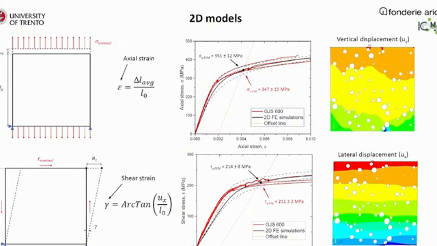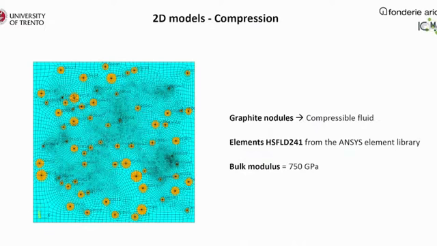So as you can see, the predictions are pretty accurate, but however, we were not able to predict the tension compression asymmetry, which is typical for ductile cast iron. So we hypothesized that as long as the axial component is compressive, the graphite nodules are able to make a real difference in the yield strength of the material. So we decided to model them as compressible fluids, exploiting the elements 241 from ANSYS.